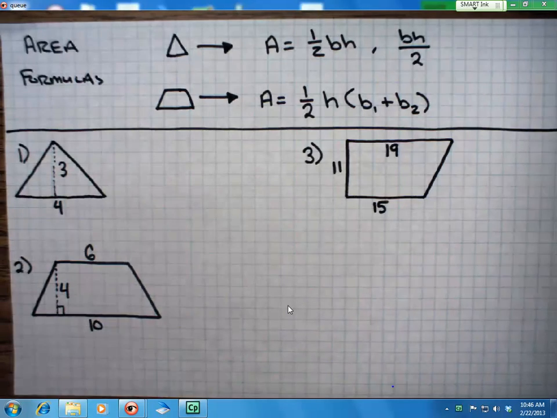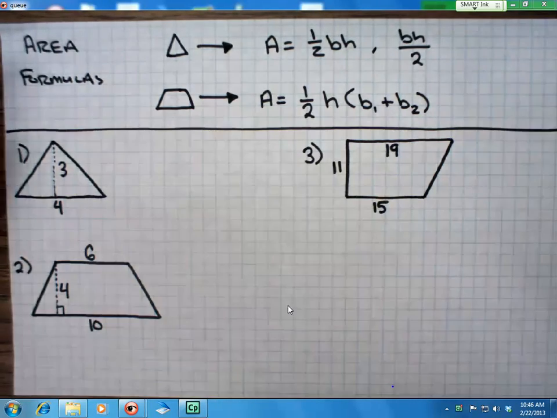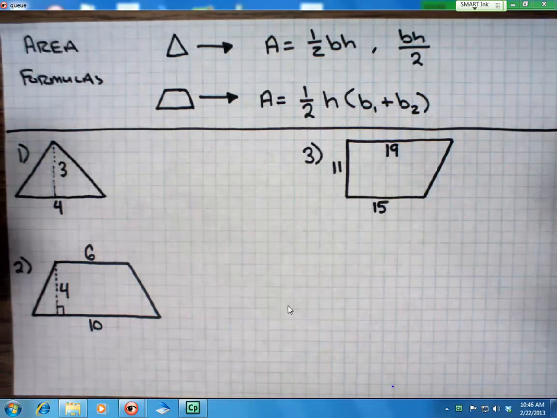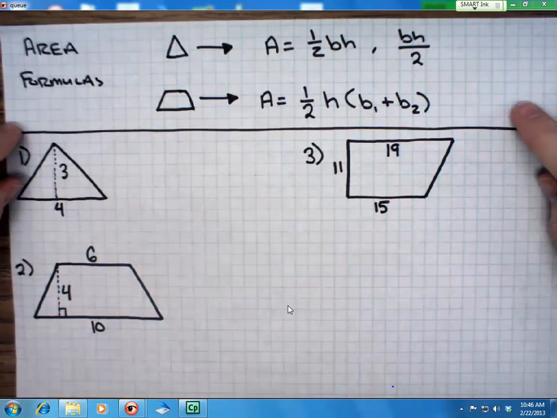Now, today we have two different formulas that we're going to have to use to find the area for these shapes. And the formulas are right up here on the top of your paper.